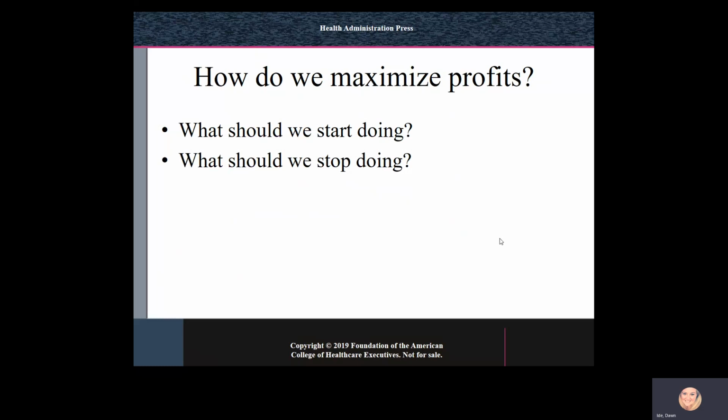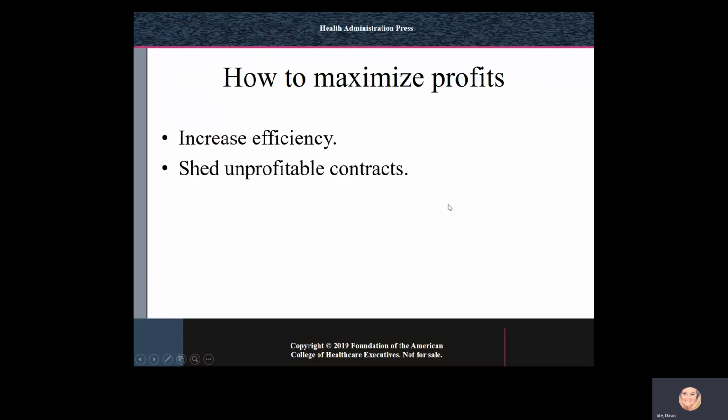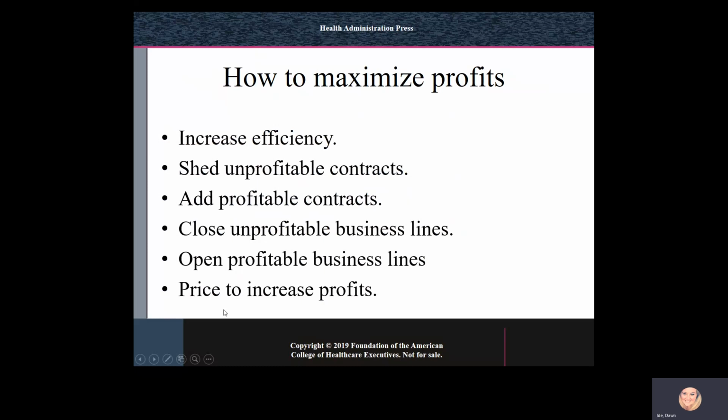So how do we maximize profits? What should we start and stop doing? To maximize profits, we need to increase efficiency, shed unprofitable contracts, which just means cut off communication with any business venture that we're not making money on. Add profitable contracts, close unprofitable business lines, open profitable business lines, and price to increase profits.